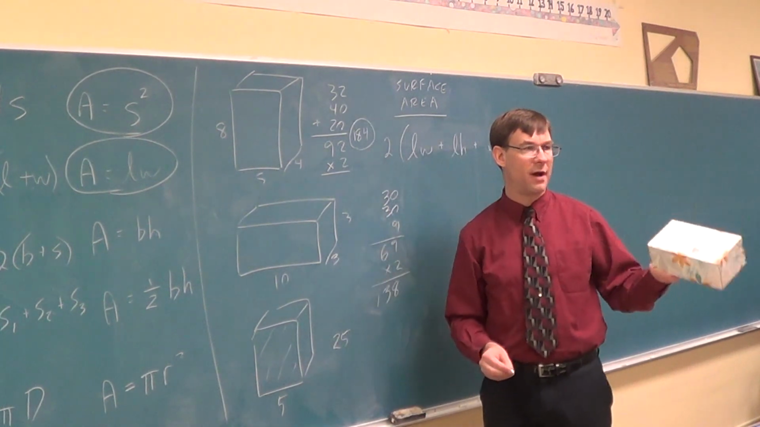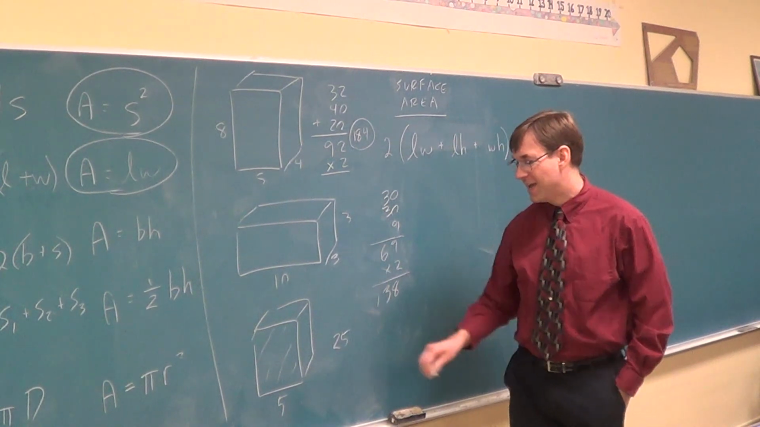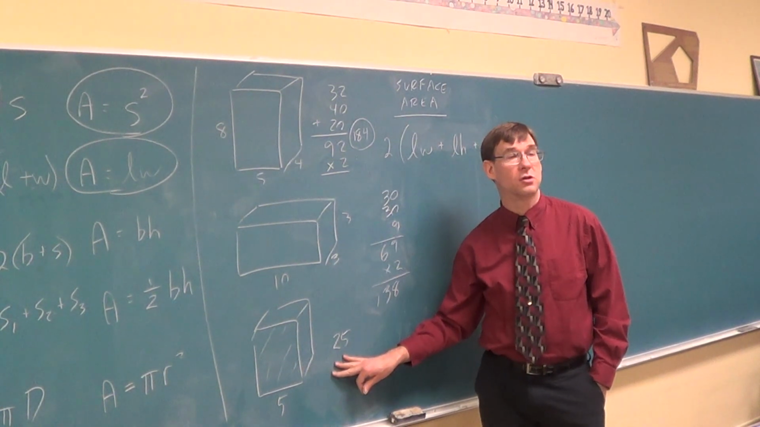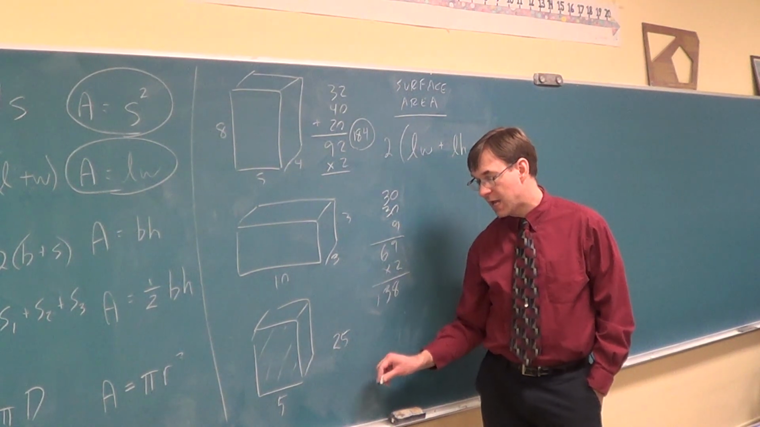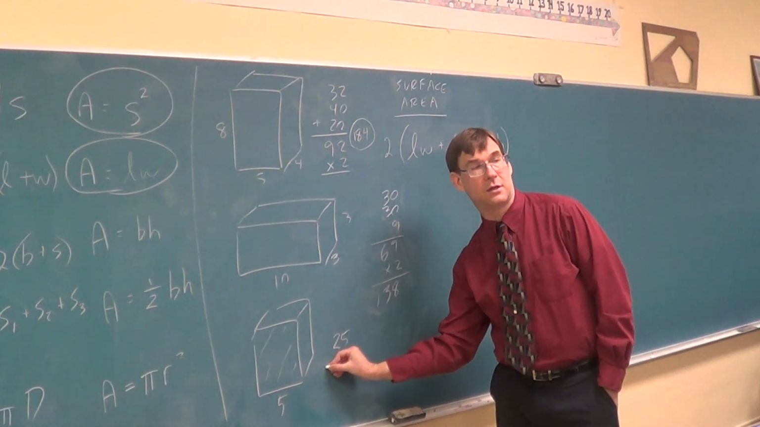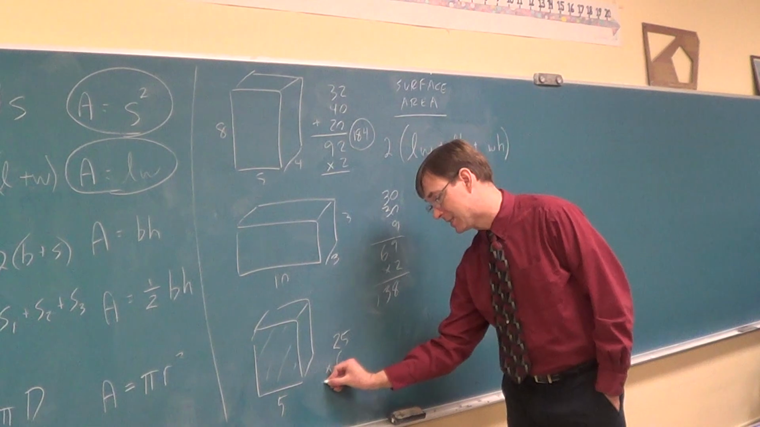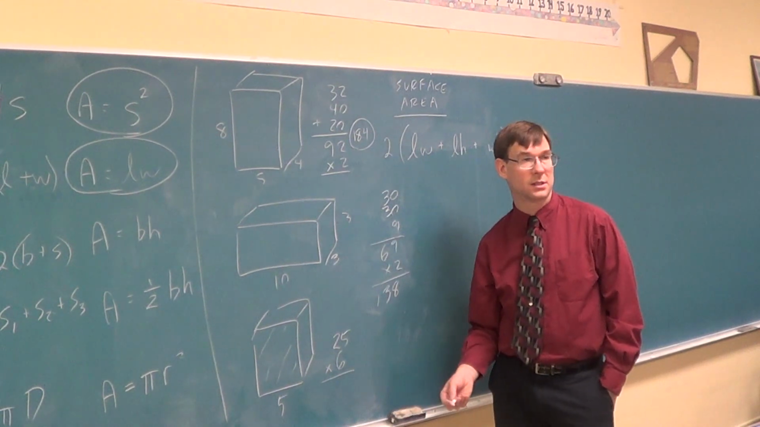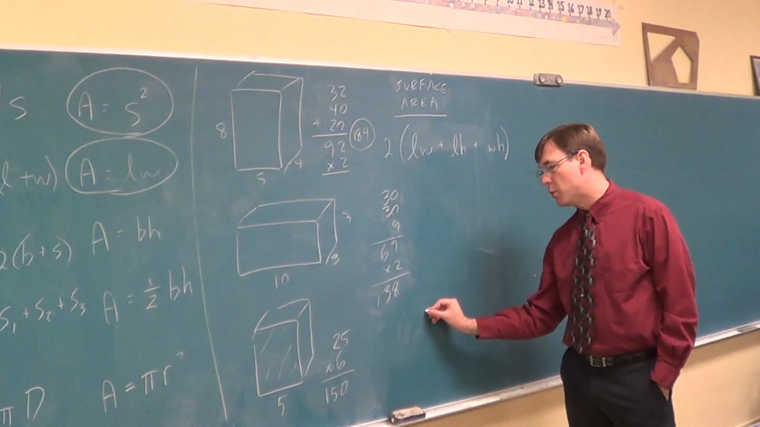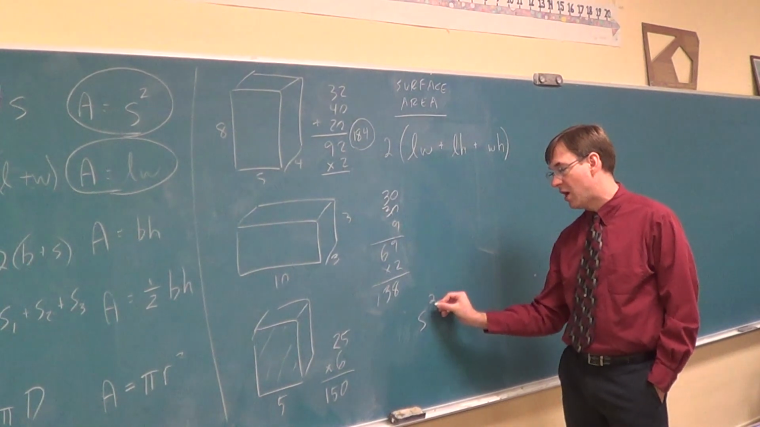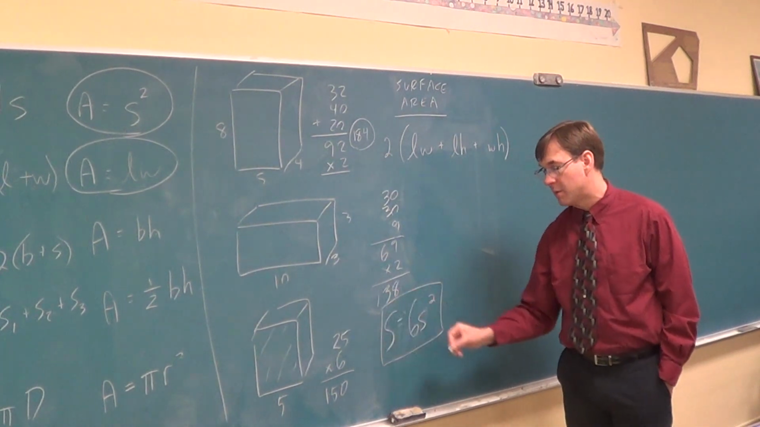How many faces are there every time there's a box? 6. And for a cube, all 6 of those are the same. So if there's 6 25s that are all the same, our quickest math is to take 25 times 6. 150. For cubes, we would want to do the side times itself times 6. That would be like a shorter formula if you like using these formulas.